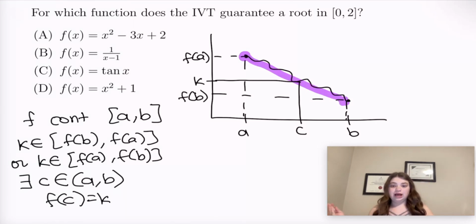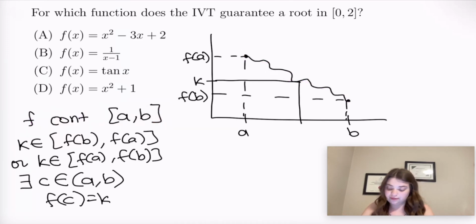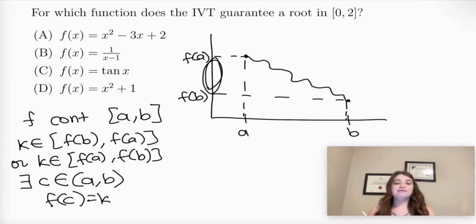We can't just jump, because f is continuous from a to b, including a and b, right? So I challenge you to find any k between here that does not have a valid c. You can't do it, because that wouldn't be possible given that it's continuous along that interval. So that's my basic explanation of what the intermediate value theorem is and what it states. Next, let's get into some of these questions and talk about it.